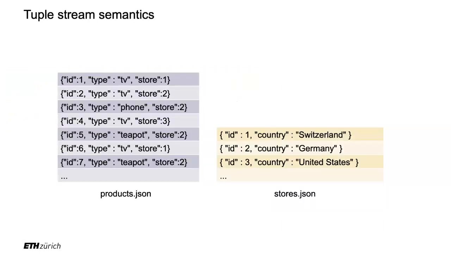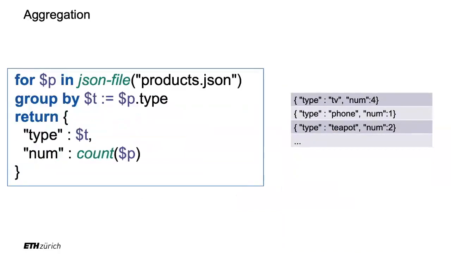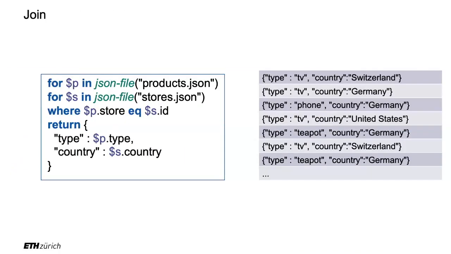See, for example, the first one, the TV, it's a TV in store 1. Store 1 is in Switzerland. So I'm going to get out of that a TV in Switzerland. And so I get, normally, if I did my work correctly, TV in Switzerland. I joined these 2 data sets. So you can do that as well.